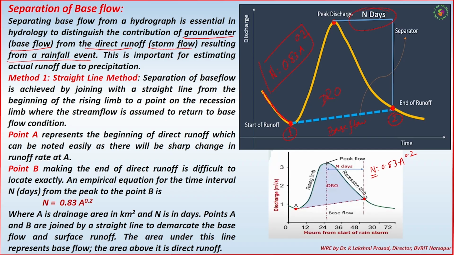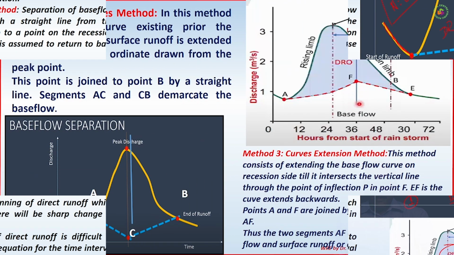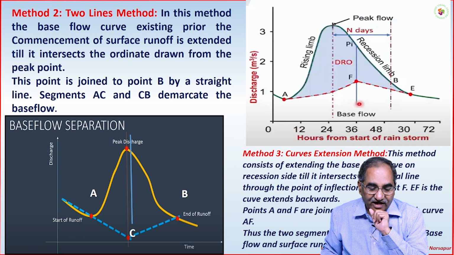Depending on that, calculate it. Once that is calculated, join these 2 points, and above this is called direct runoff, and below this is base flow. So this is the first method. And then I will go to the second method.